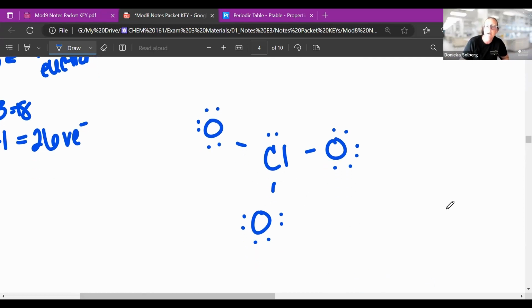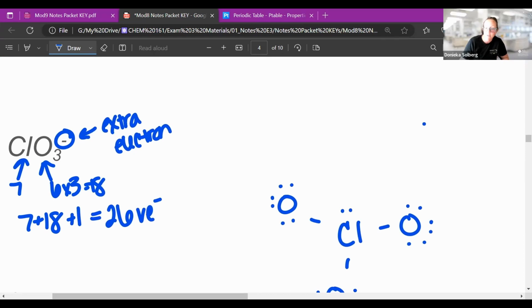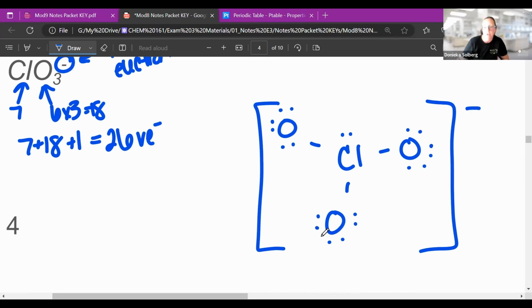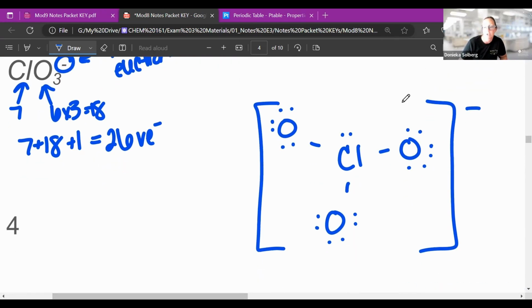Awesome. The only other thing you need to add to these structures, if it has a negative, if it has a charge on it of any kind, you should actually put it in brackets and put the charge on the outside. So that's where those brackets come in. Anytime it's an ion, this is actually a polyatomic ion, right? ClO3 minus, it should look just like this.